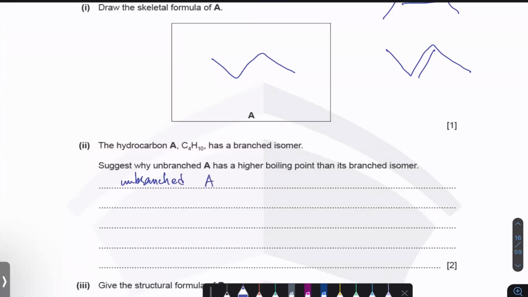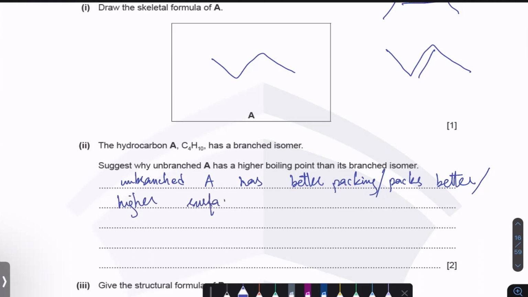So unbranched A has better packing, or packs better, I can say packs better, or you can also say that it has higher surface area. So it has stronger intermolecular force of attraction. You can also say van der Waals forces.